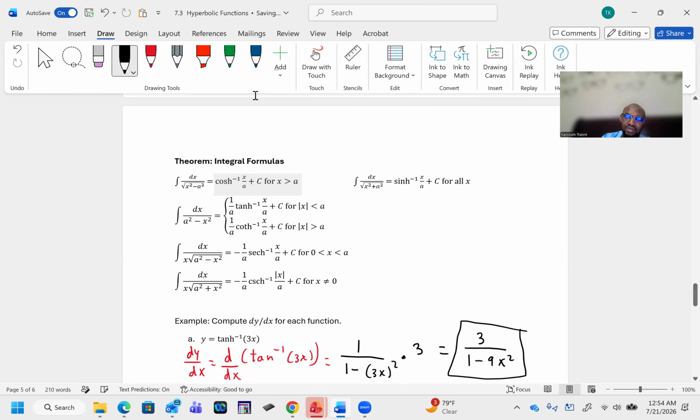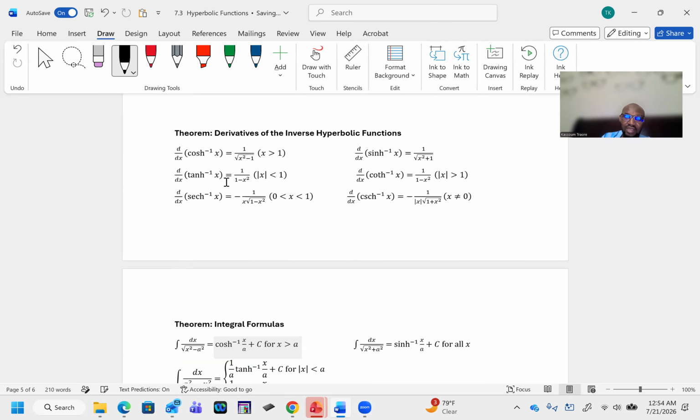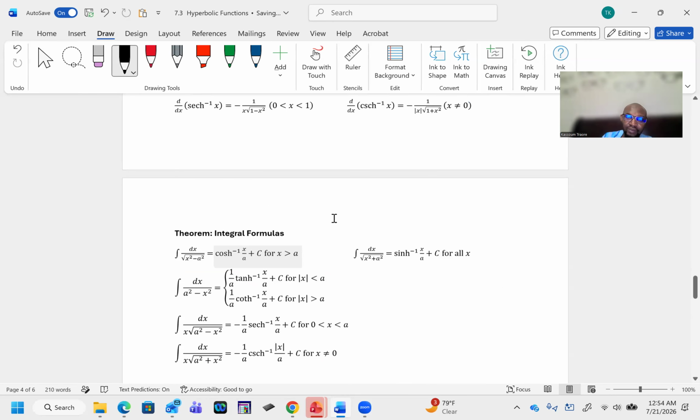Okay, it's right here. This is the basic one. But if it's not x, do not forget to replace x by whatever you have.